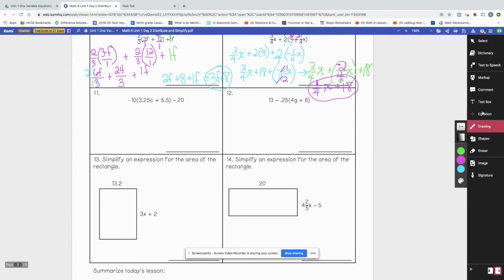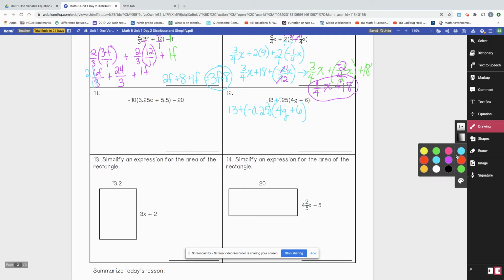So on number 12, I've got 13 minus 0.25 times the sum of 4g and 6. Well, I want to think about this real quick before I start anything. This subtraction is the same as adding a negative. So think of this as 13 plus, putting this in parentheses, a negative 0.25. Then I've still got my parentheses of 4g and 6.